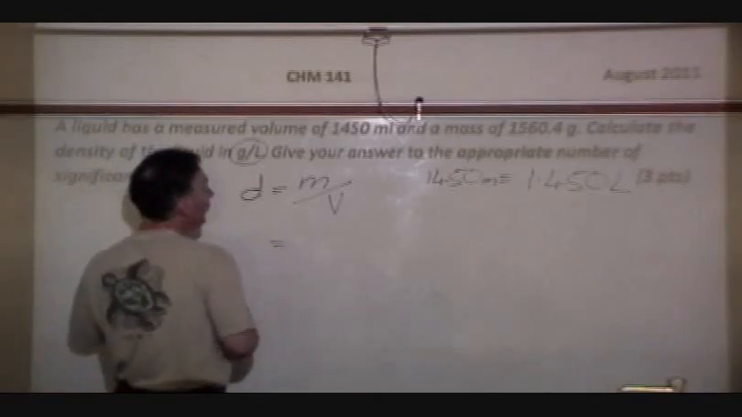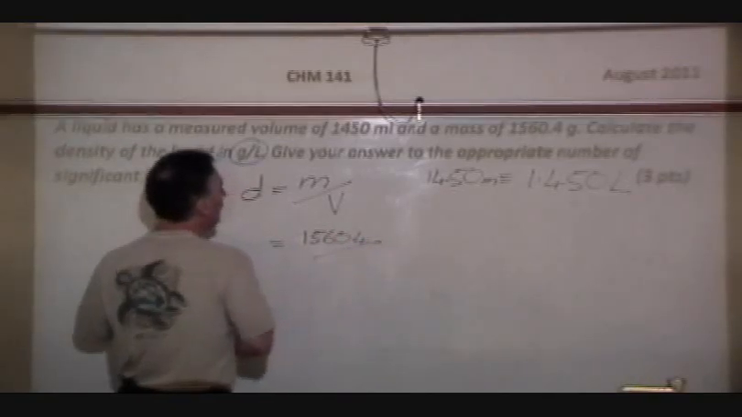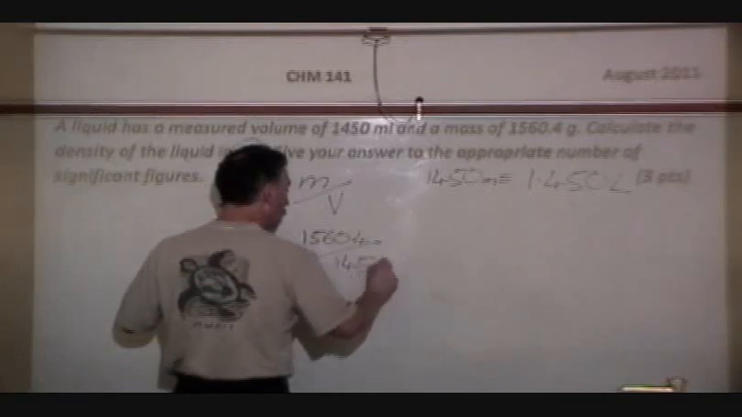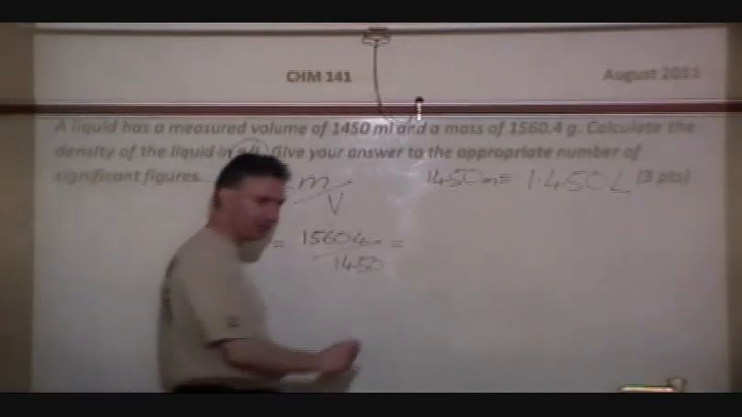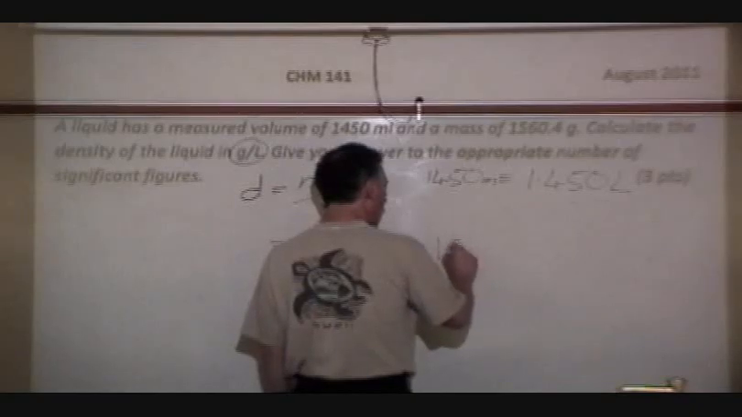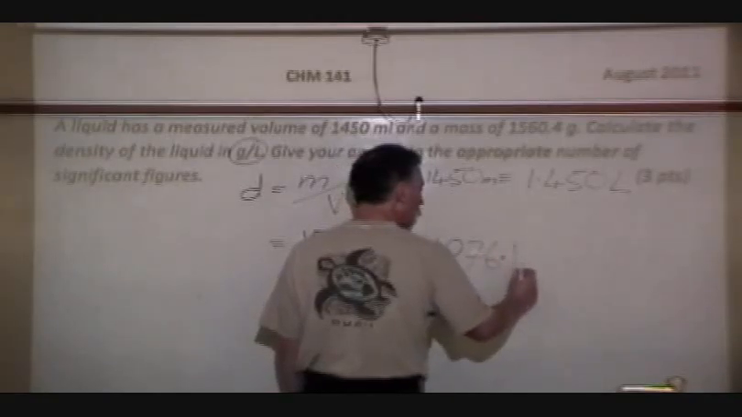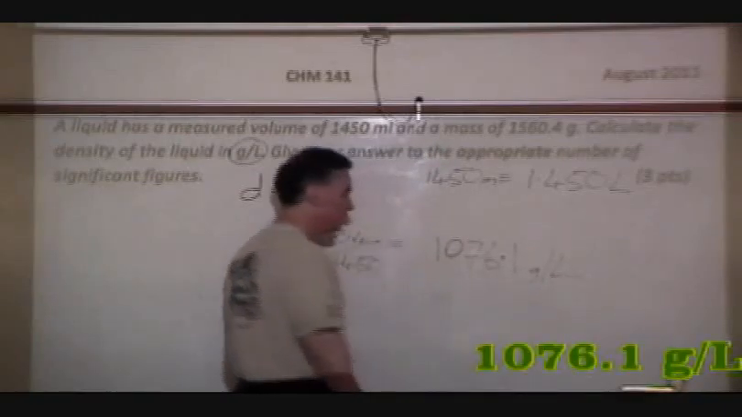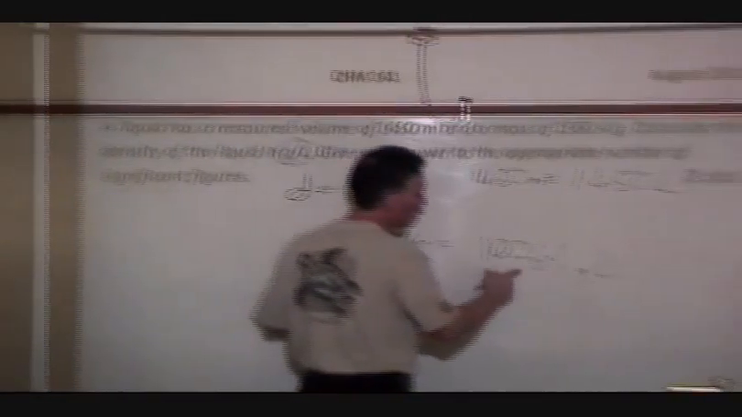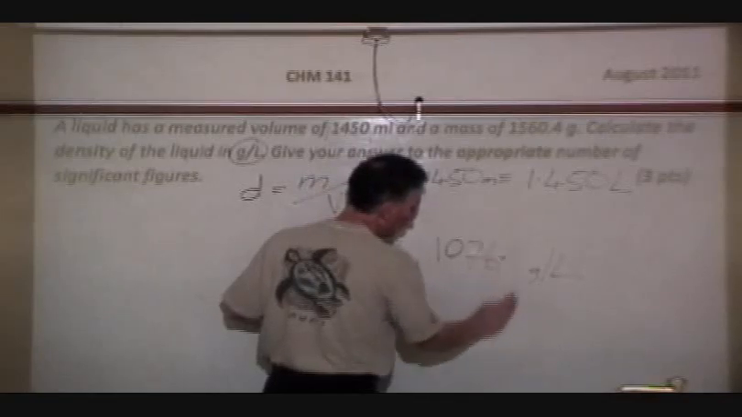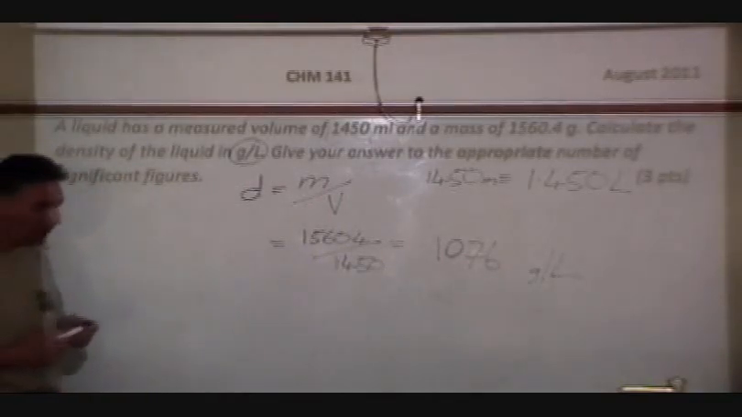So put that into the equation, the mass was 1560.4. The volume was 1.450 liters. And when we crunch those numbers together, it gives us 1076.1. There's your raw answer. And the number of significant figures should be appropriate. Who took their answer to 4 significant figures? That would be chopping off the 0.1, leaving you with 1,076 grams per liter. All 3 marks.